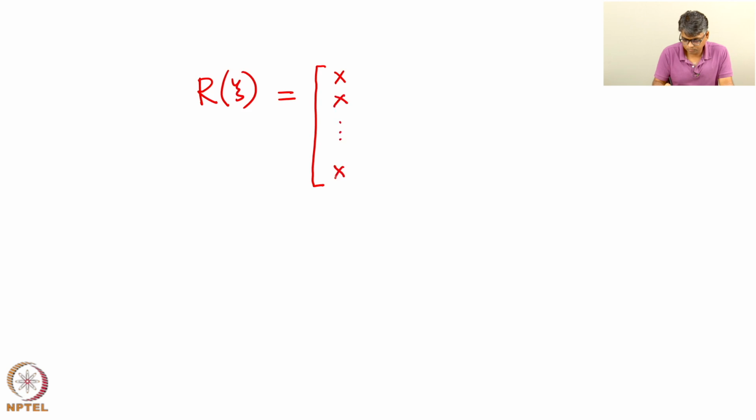Dot dot dot, then other entries dot dot dot, like this. This is my matrix R.